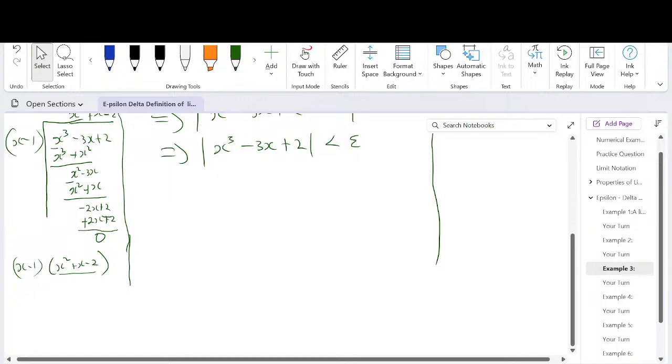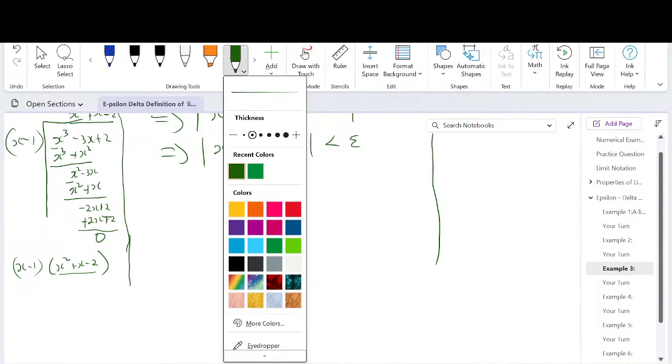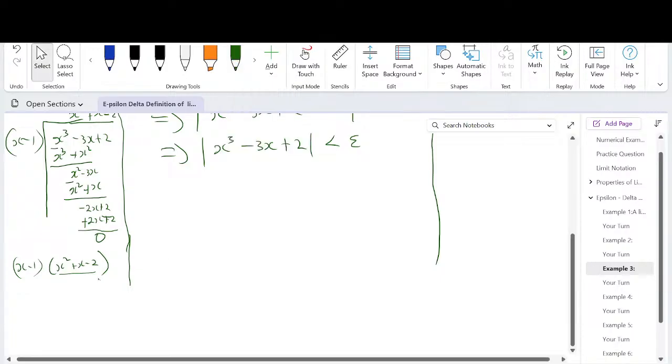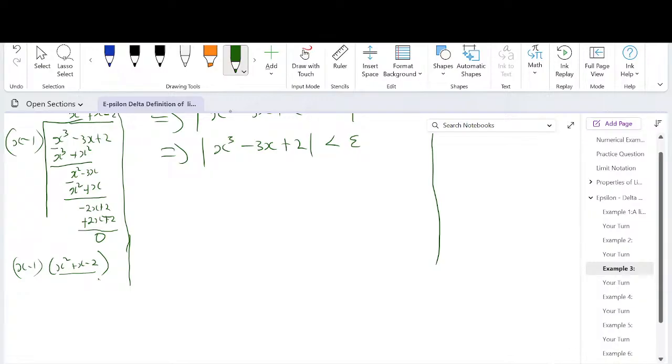So from here, let's factorize this again. This quadratic, x squared, will be x squared minus x plus 2x minus 2. Then from here, I factorize x into x minus 1.